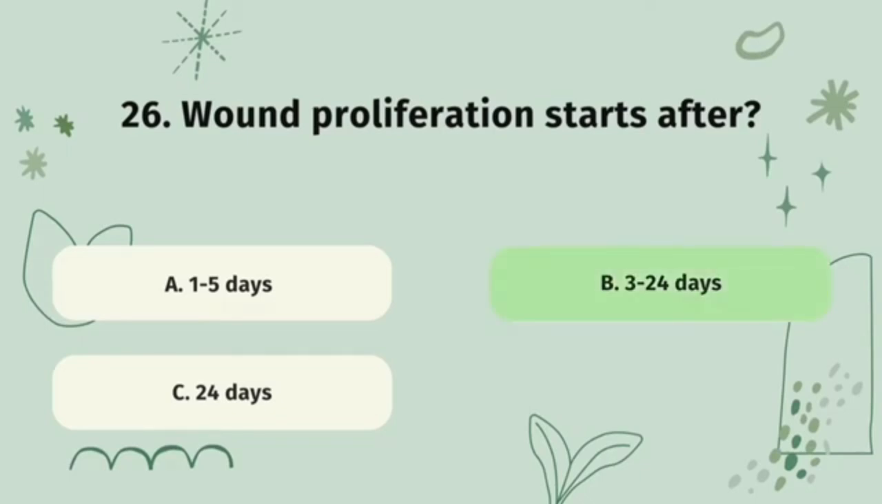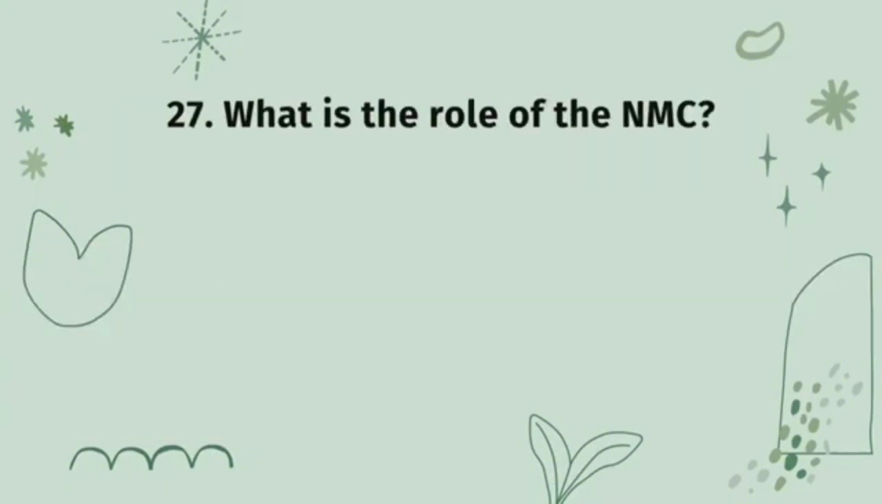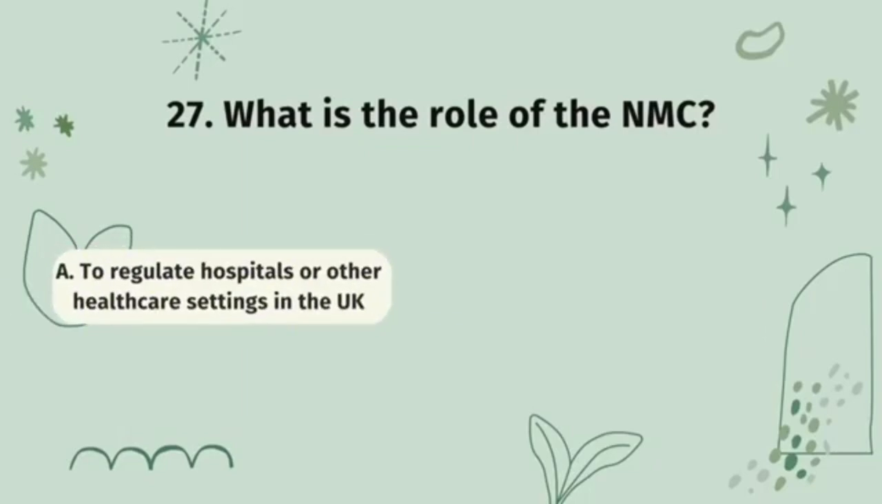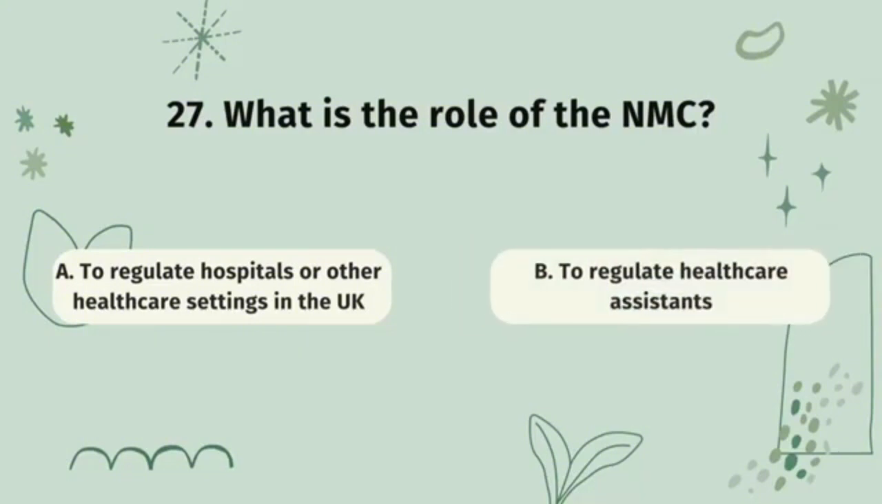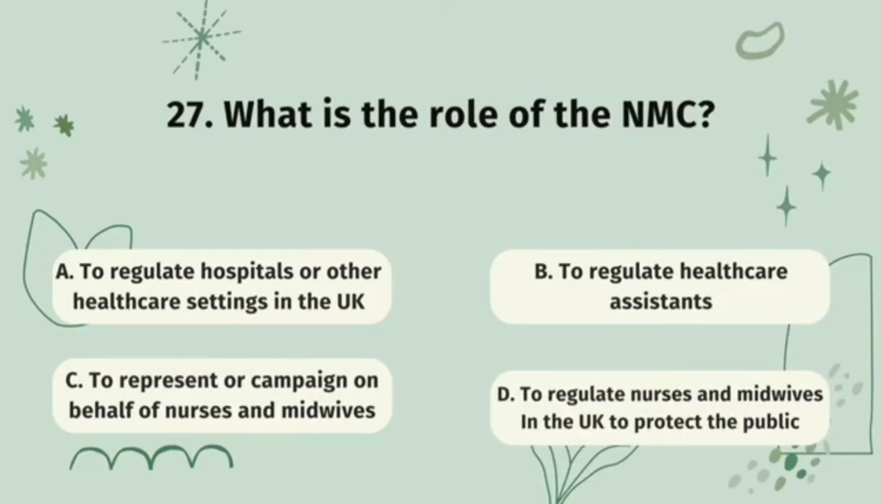The correct answer is B. Question 27. What is the role of the NMC? Option A to regulate hospitals or other healthcare settings in the UK. Option B to regulate healthcare assistants. Option C to represent or campaign on behalf of nurses and midwives. Option D to regulate nurses and midwives in the UK to protect the public.